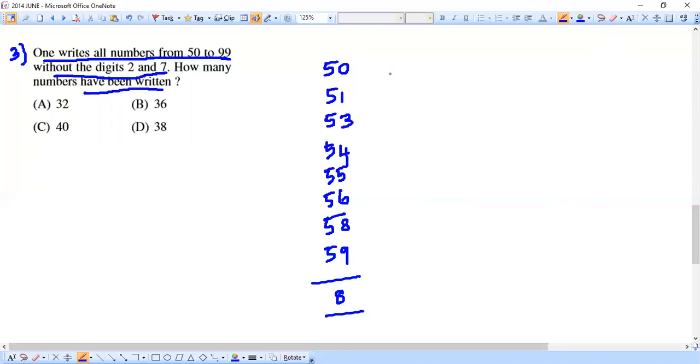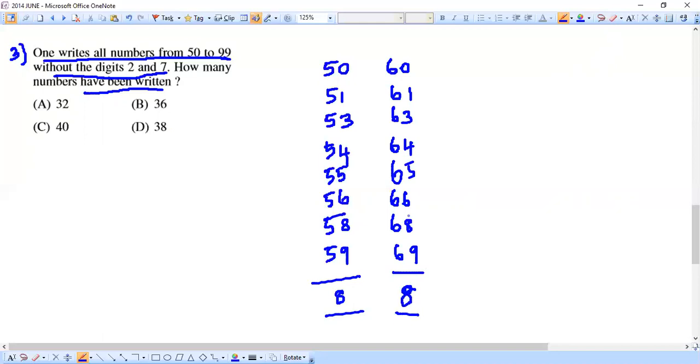So remember that. Same way, next we will try with the 60s. What happens? 60. Next we have 61. Then again the same thing comes. We will not have 62. We will jump to 63. Then we have 64, 65, 66. Next 67 won't come because there's a 7 there. Next 68. Next 69. So once again here also we have the same 8 numbers in this list. So there are 8 numbers here.